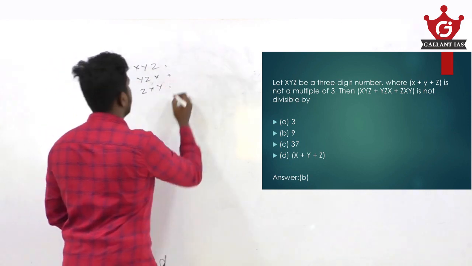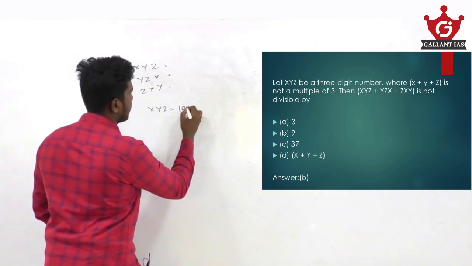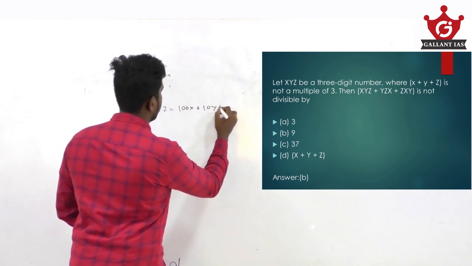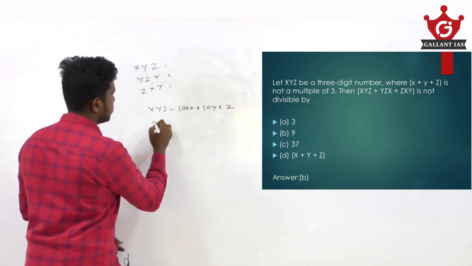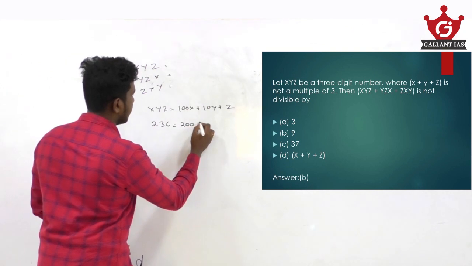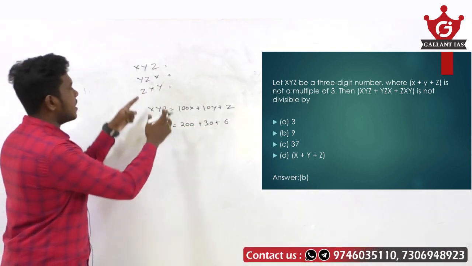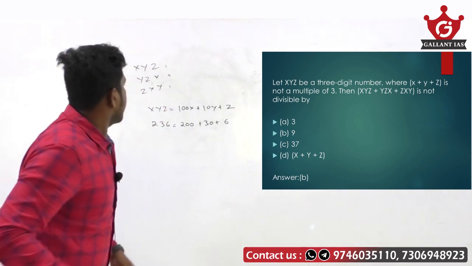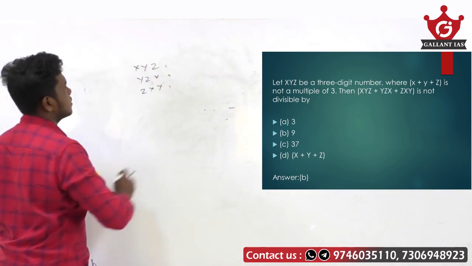For example, look here, xyz can be represented like this: 100x plus 10y plus z, right? Look here, for example, 236. 236 is nothing but 200 plus 30 plus 6. In a similar fashion, we can express xyz, and similarly express yzx and zxy also.